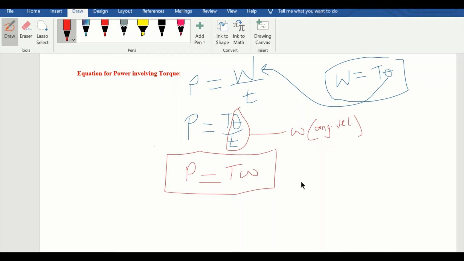And please remember that angular velocity is also equal to 2 pi n, where n is the number of revolutions per second. So we can use this formula to solve for power as it relates to torque.